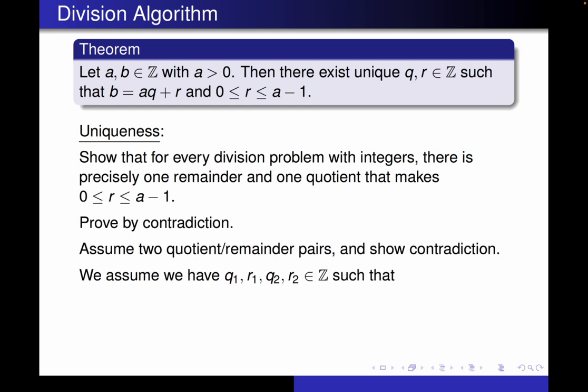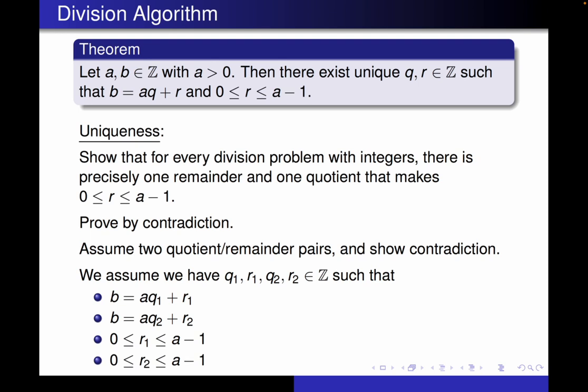So we're going to assume that we have q1, r1, that's the first set of quotient remainders, q2, r2, that's the second set, such that, well, what does it mean to be a quotient remainder pair? b is equal to aq1 plus r1 for the first one. For the second one, it means that b is equal to aq2 plus r2. The first remainder, r1, is between 0 and a minus 1. And guess what? The second remainder, r2, is also between 0 and a minus 1.